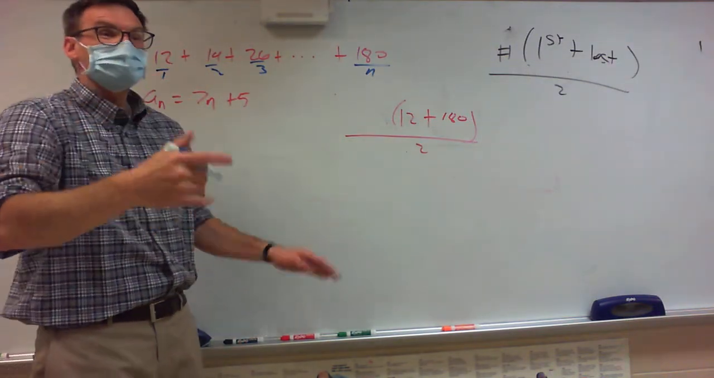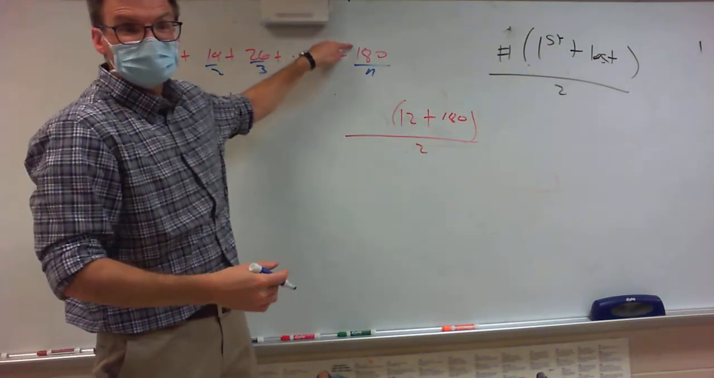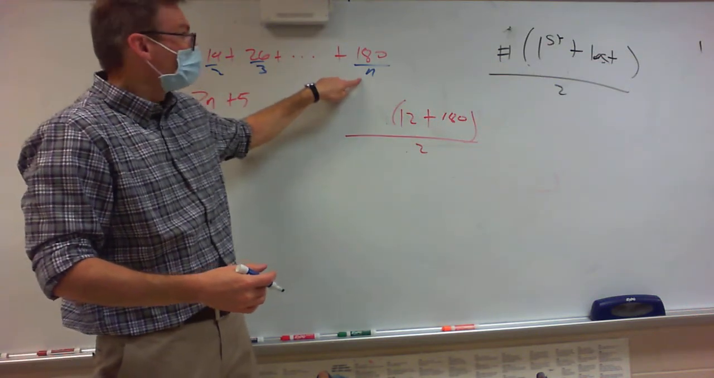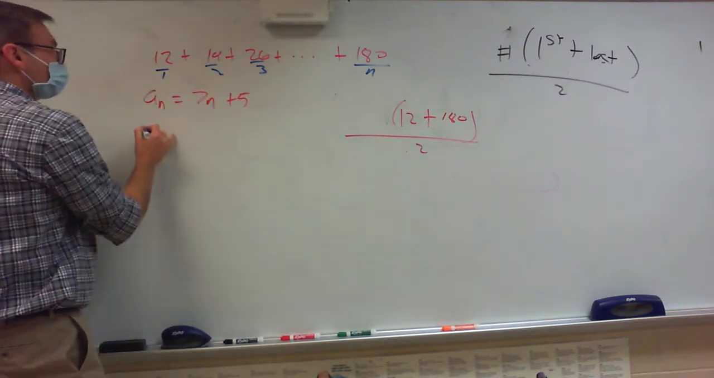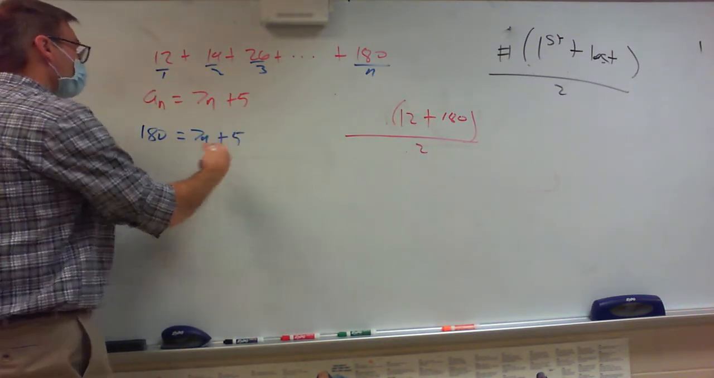You remember having problems where you had to find what position in a sequence? If this is the value, how do you find the position? So if this is the value, this is going to give me 180 is equal to 7n plus 5, and now I solve.